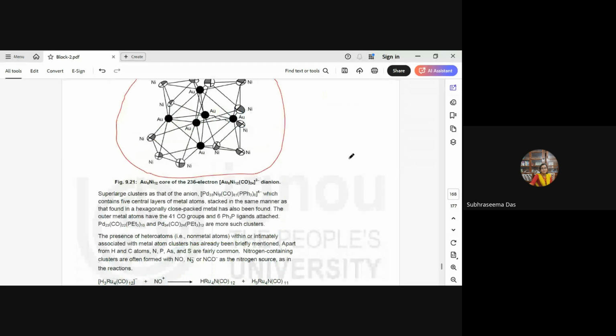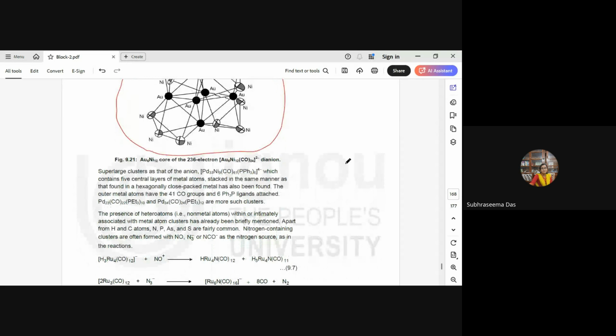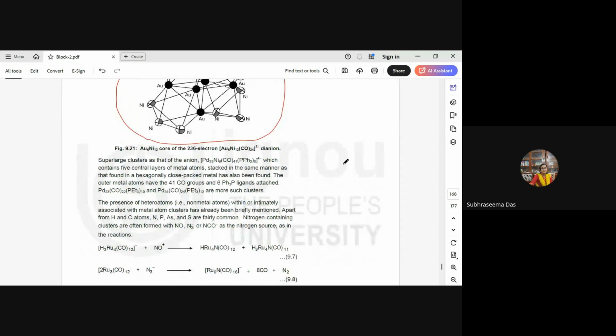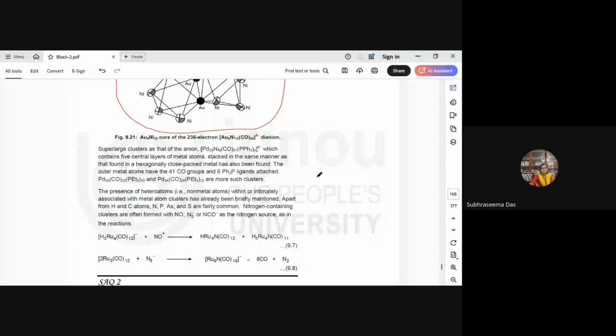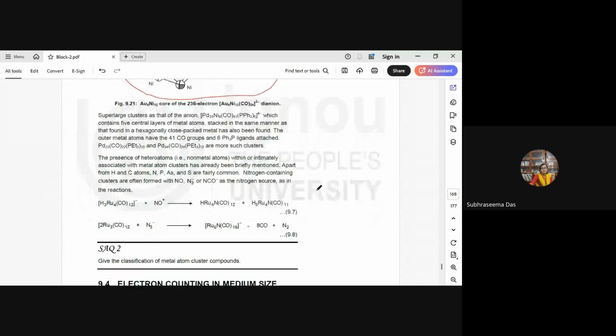So super large clusters, such as that anion which contains 5 central layers of metal atoms stacked in the same manner as that found in hexagonally close packed metal, have also been found. The presence of heteroatoms associated with the metal atom clusters has already been studied. Apart from H and C atoms, N, P, arsenic, and sulfur are also fairly present. Nitrogen containing clusters have also been found of this type.